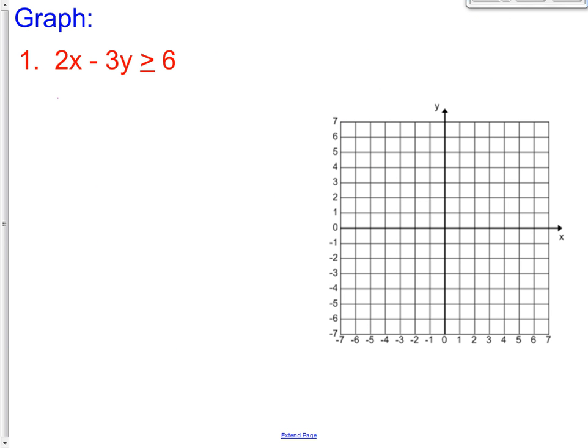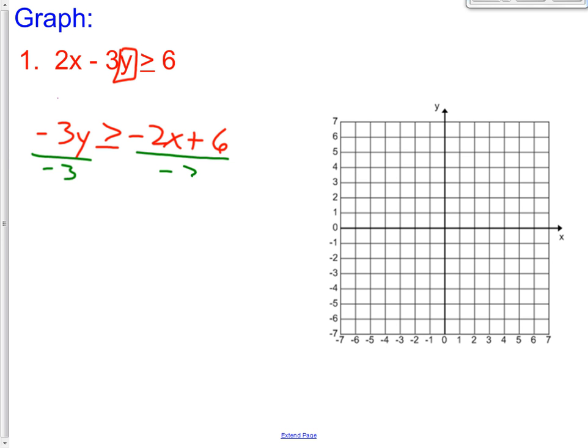Let's graph the line 2x minus 3y is greater than or equal to 6. Well, the first thing we want to do, because it's easy for shading, is to change it into slope-intercept form, y equals mx plus b. So let's get y all by itself. We'll subtract 2x, so a negative 3y is greater than or equal to a negative 2x plus 6. So now that we have a negative 3y on the left, we want to get y all by itself, so let's divide by a negative 3.